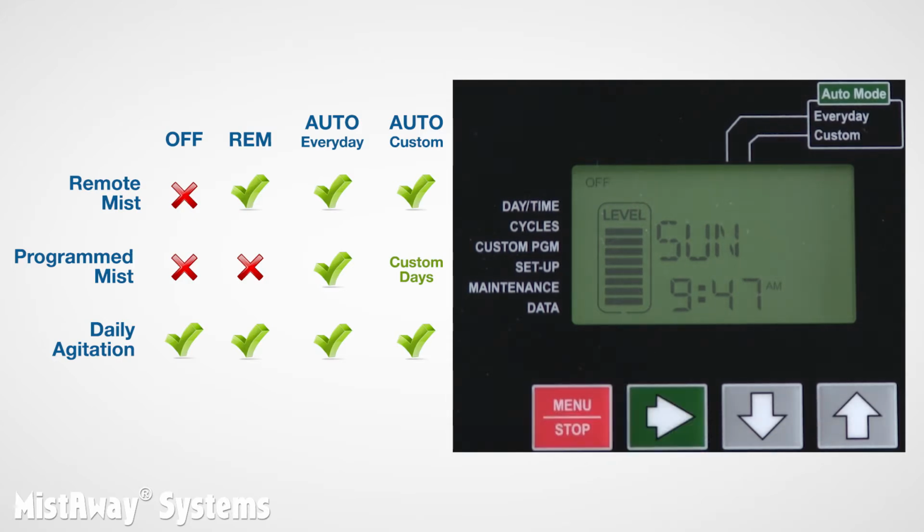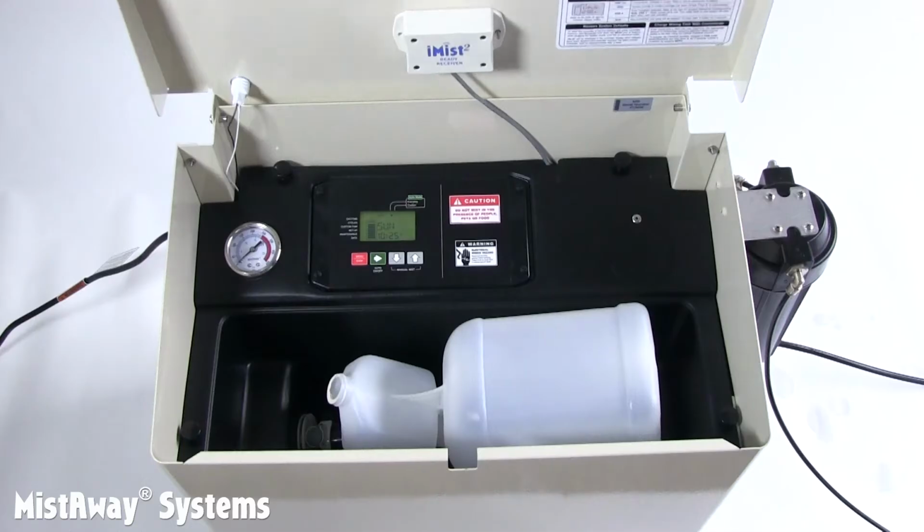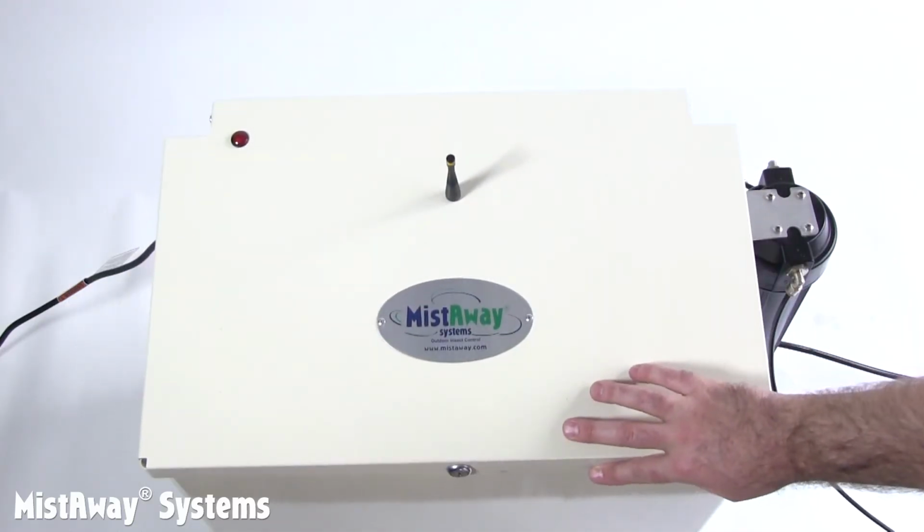The system mode will remain in whatever mode you leave it in, so it's important to confirm you've got it where you want it, usually Auto Every Day, before you put the cover on the drum or close the lid of a Gen 3.